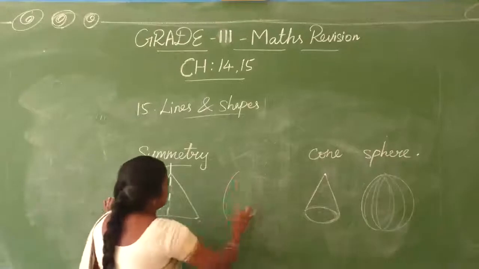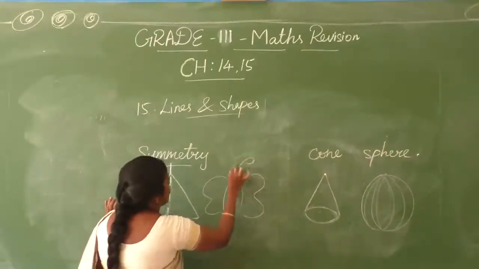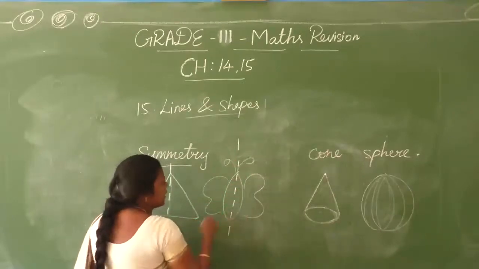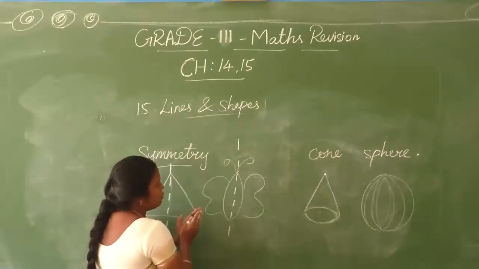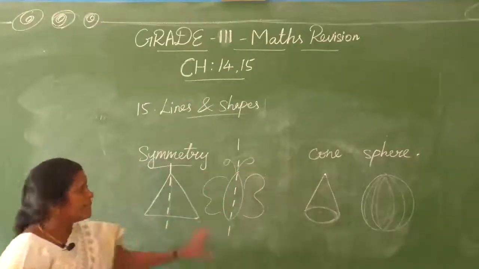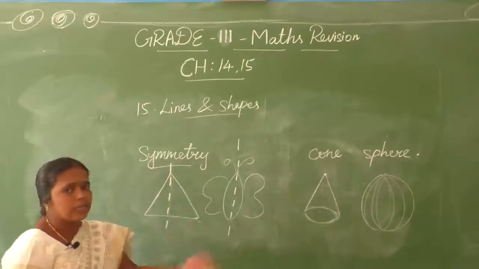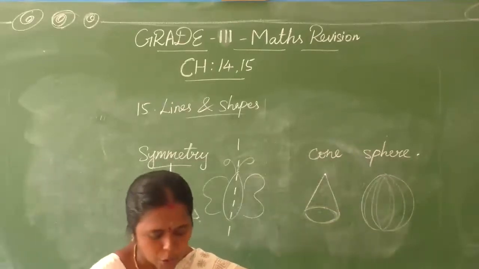Say, a butterfly. If you draw a line, that line cuts the figure into two equal halves. If you fold it also, this part will match with the other one exactly. Such figures are called symmetrical figures. Those lines are called lines of symmetry. So based on that, go through the exercise sums given.